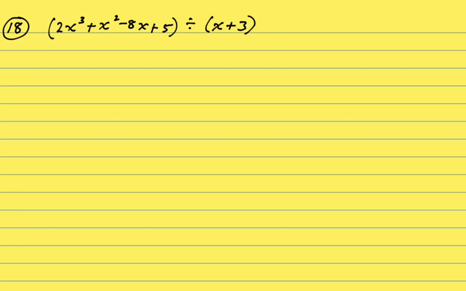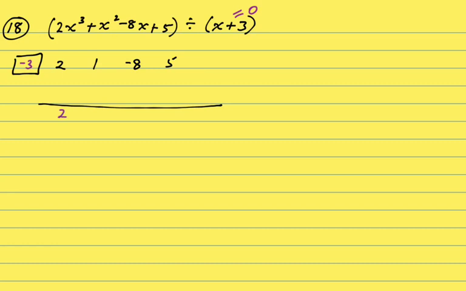Okay, 18 is division. Looks to me like this is an integer. What makes that 0 should be an integer. So I'm going to do synthetic. Are all powers represented? x to the 3, x to the 2, x to the 1, x to the 0. Looks like they are to me. So I can bring down my coefficients: 2, 1, negative 8, 5. Leave a space, draw a line, make a box. The number that goes in the box is whatever makes that 0, which is negative 3.